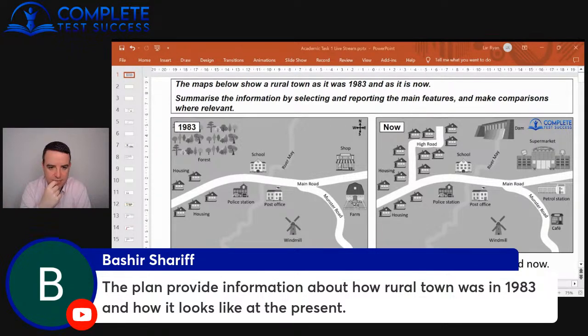Okay, so the maps provide information about how a rural town was in 1983 and what it looks like at present. At present. Okay, good.